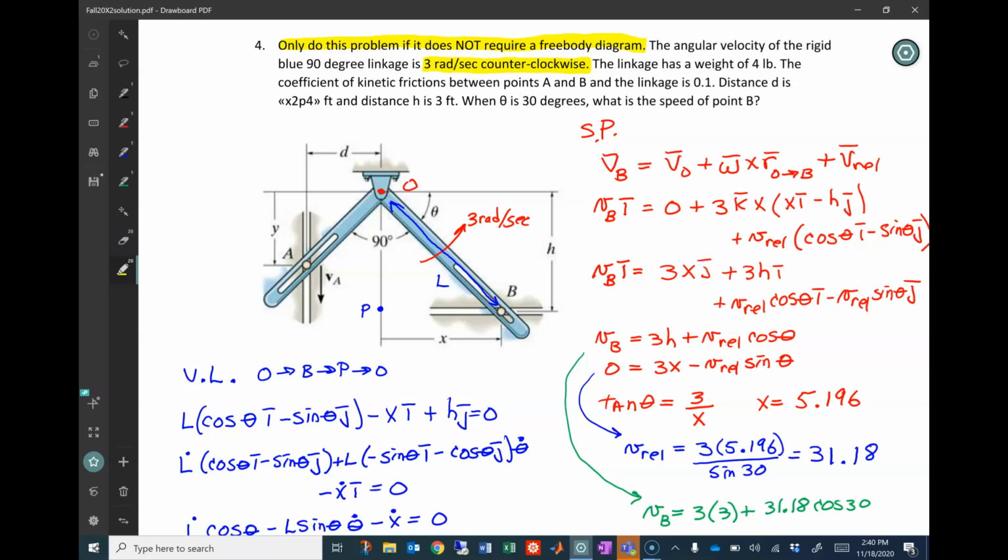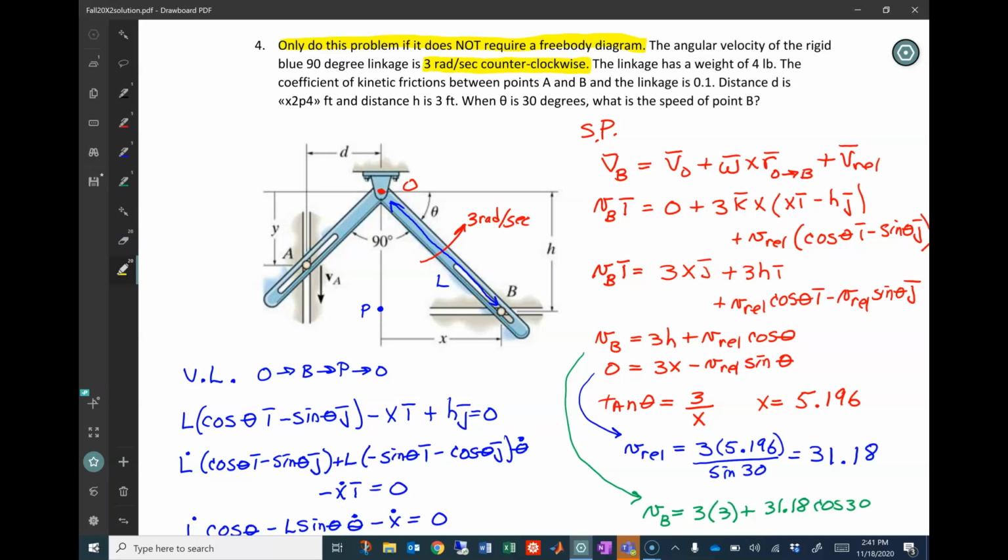So in red, I'm doing special points, and in blue, I did it with vector loops, just so you can see how to do it either way. Okay, so with special points, on this body you've got A, you've got O, and you've got B. So you've got 3 special points, so at most you're going to write 2 equations. I'm going to try to get this done with just 1 if I can.